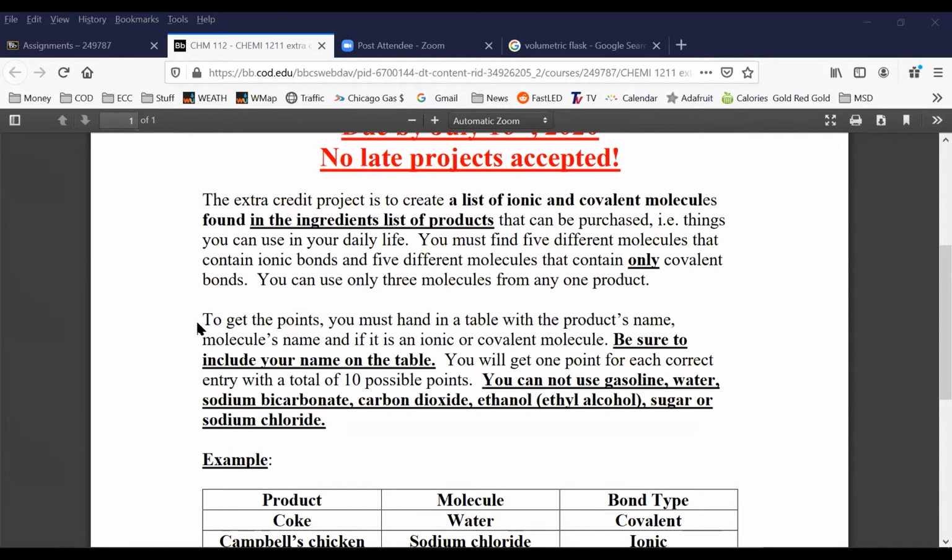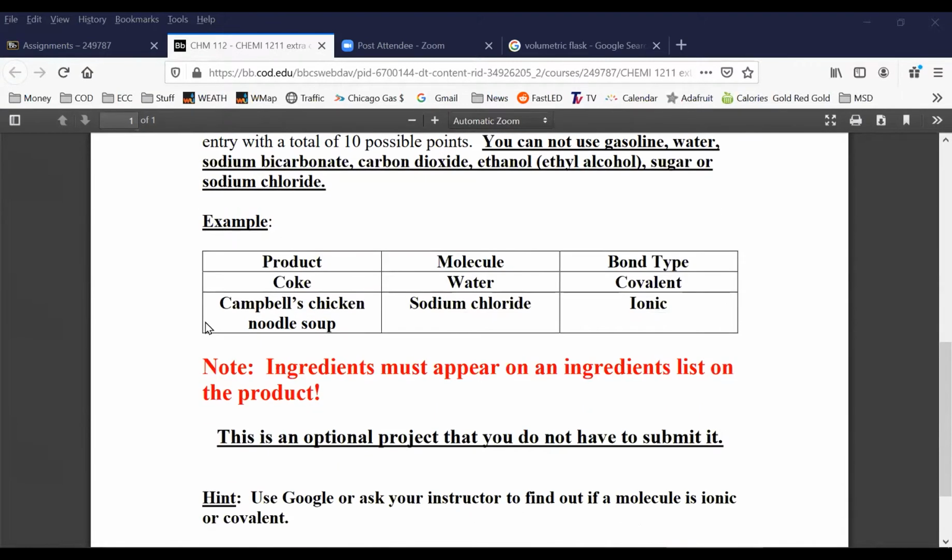Now, to make it interesting, you can't use gasoline, water, sodium bicarbonate, carbon dioxide, ethanol, also known as ethyl alcohol, sugar, or sodium chloride. Everything else in the universe you can use. Now, let's look at an example. Say you pick up a can of Coke and you look at the ingredients. First thing is water.